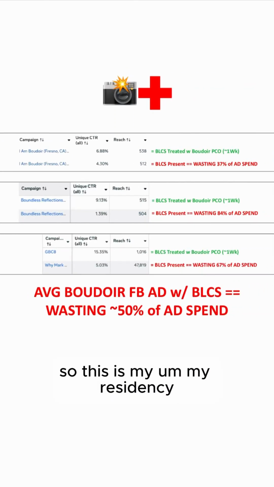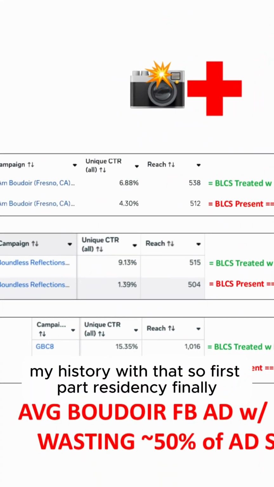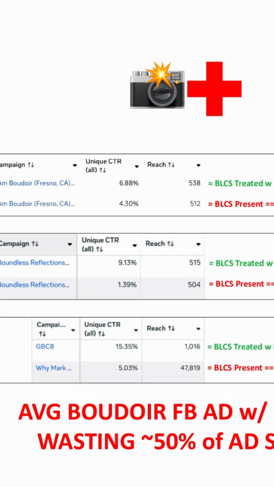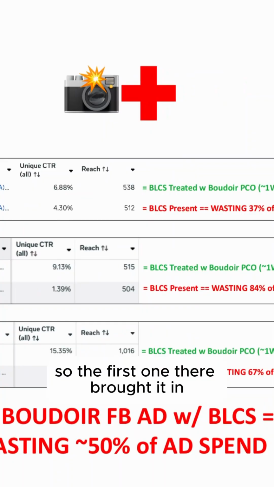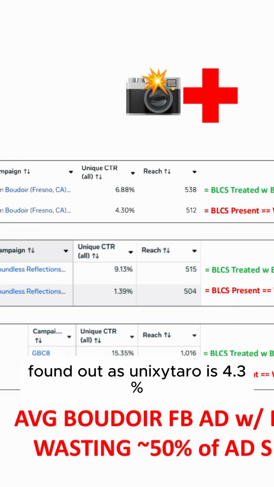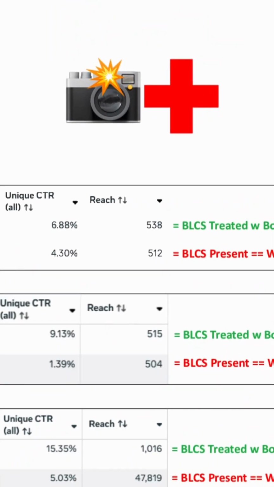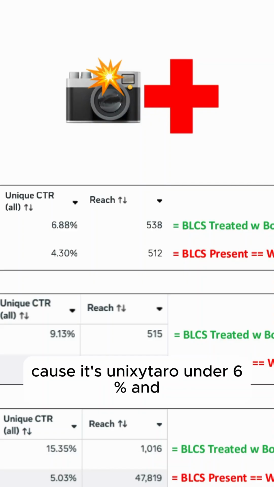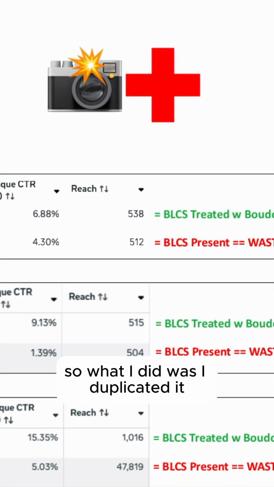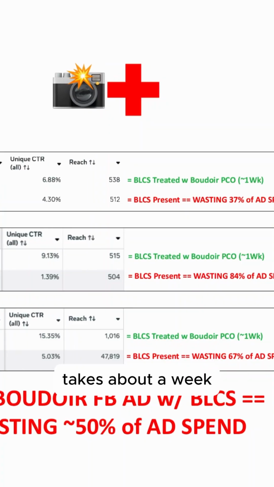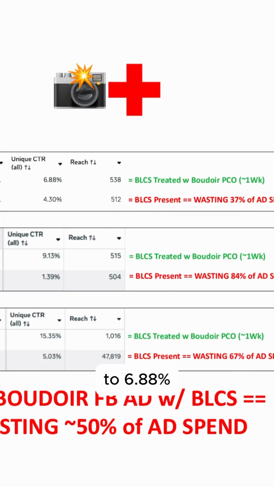So this is my residency, my history with that. First part of the residency, finding a Boudoir Facebook ad out there and bringing it into the hospital, testing it. So the first one there, brought it in, found out its unique CTR is 4.3%. So we figured out BLCS is present because its unique CTR is under 6%. And so what I did was I duplicated it, treated it with Boudoir Pico, takes about a week, and then we got the unique CTR of the duplicated ad to 6.88%.